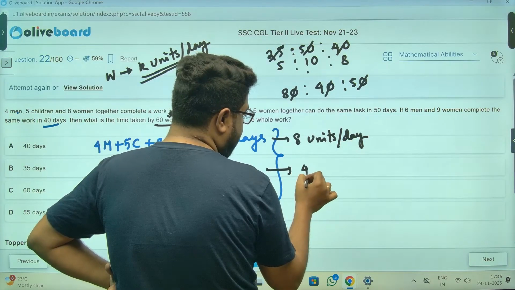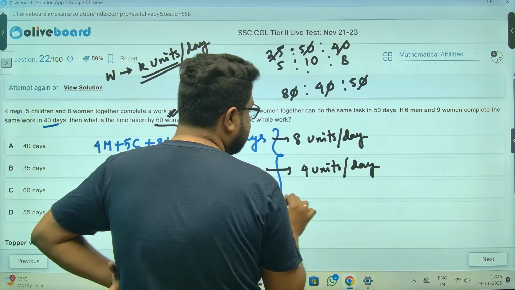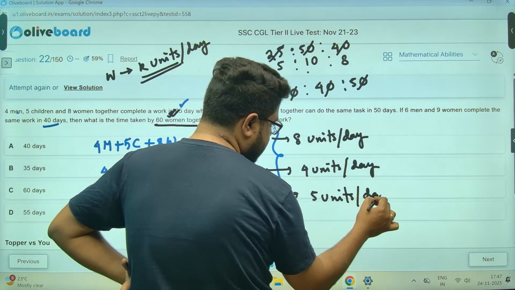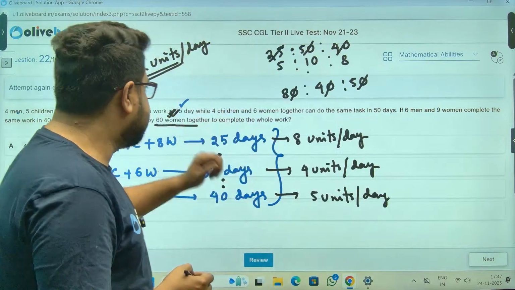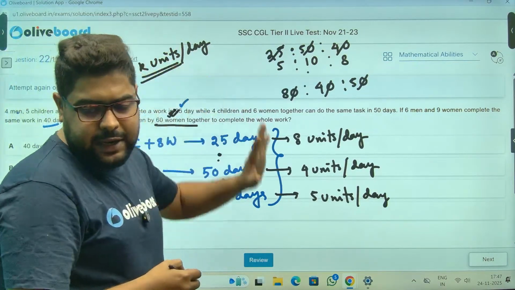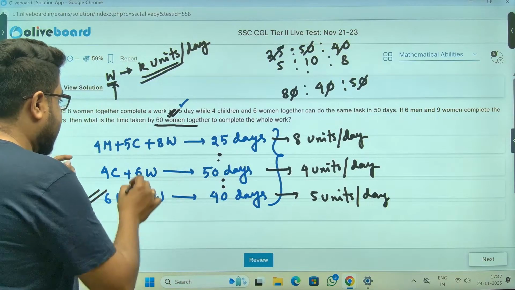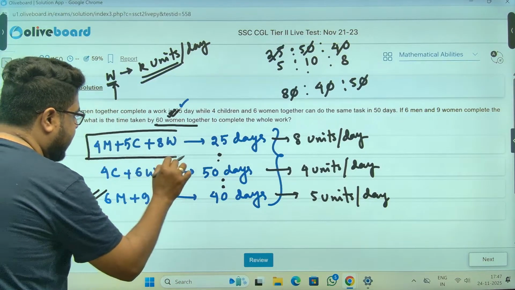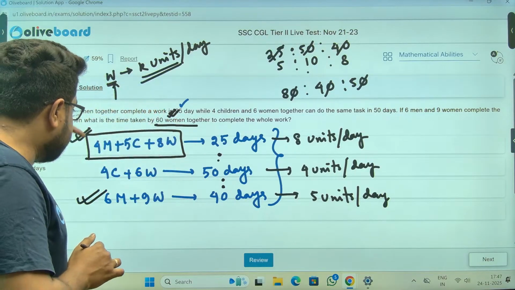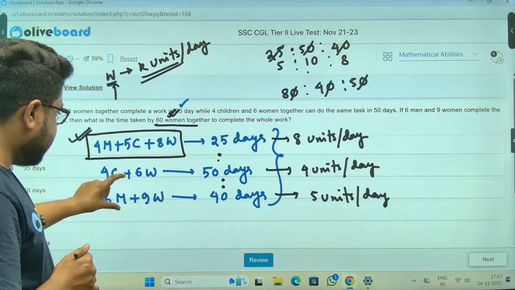This will be, sir, 4 units per day. And this will be, sir, 5 units per day. Okay? It will help us. And every woman's efficiency is K units per day. Now, from here, let's start with this equation. I will make my final equation on this. You keep it for the time being, because this is the only equation where all three are there. So I'll judge with the first two.